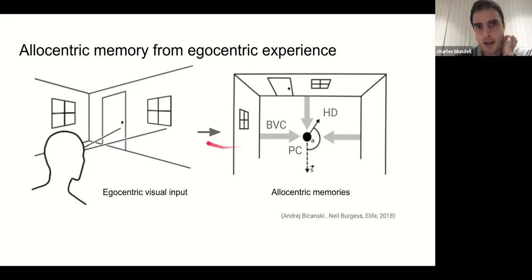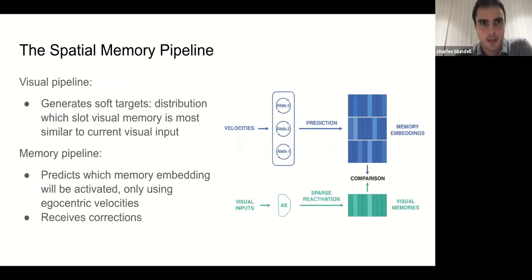And so how do you do that? That's kind of cool. And that would be quite useful for agents in three-dimensional environments. So here is a model that we've been working on that does exactly this. There are two parts: a visual pipeline and a memory pipeline.